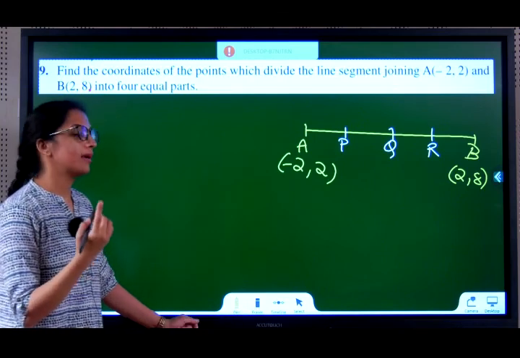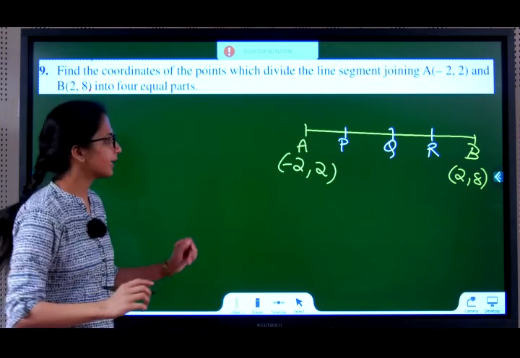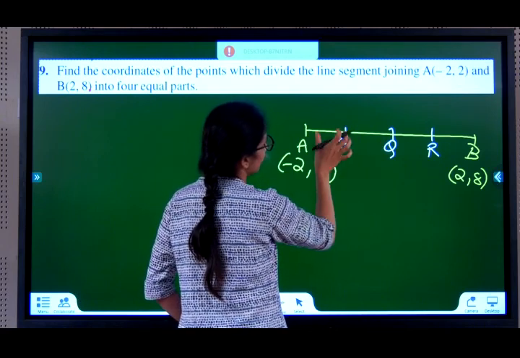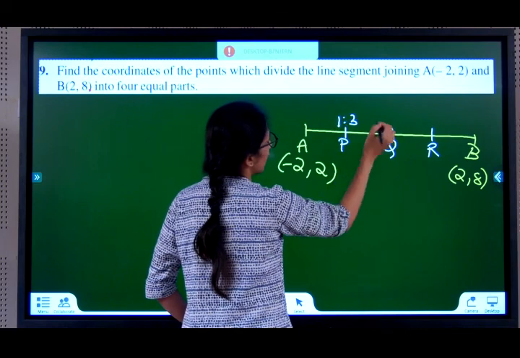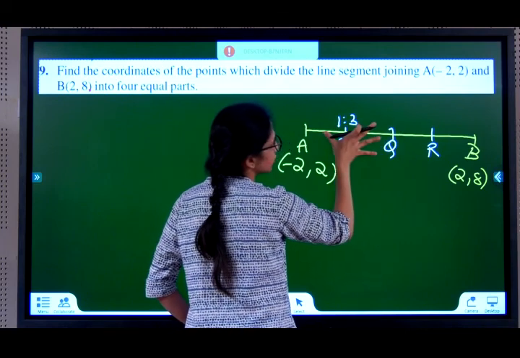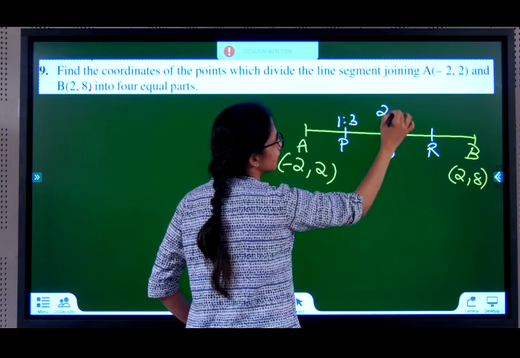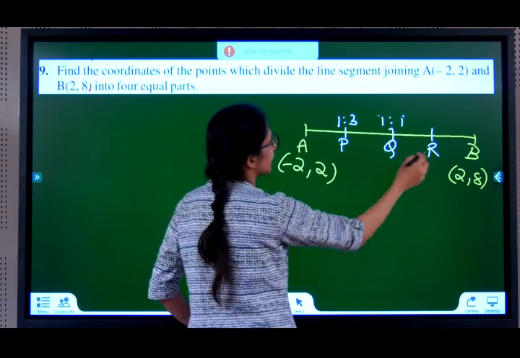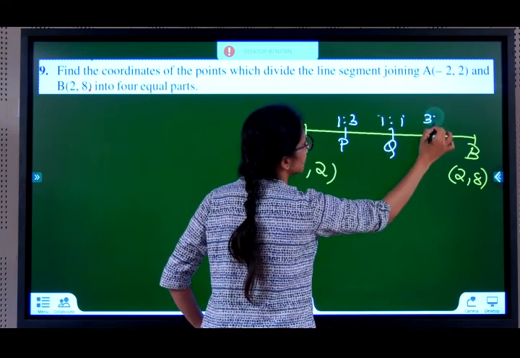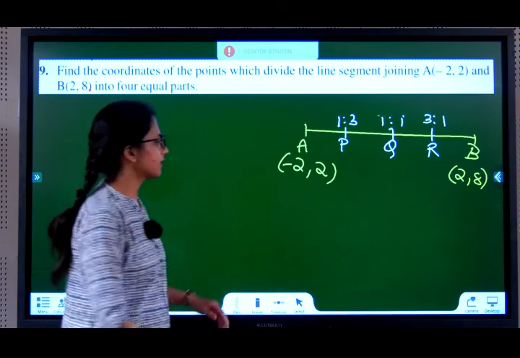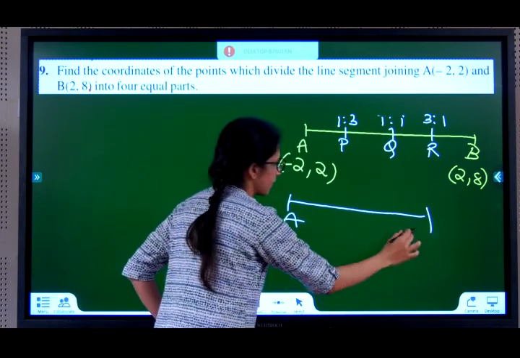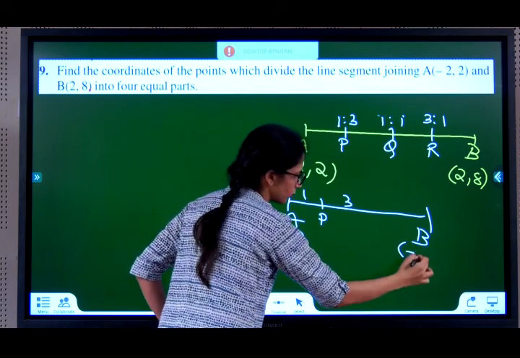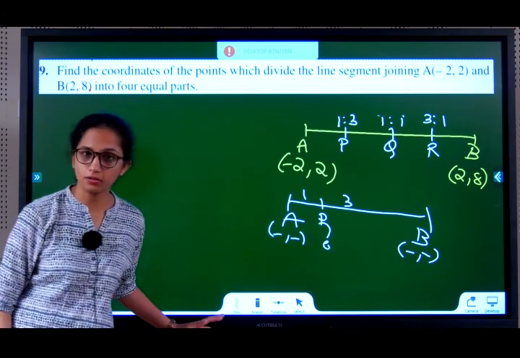Now, like how we did the trisection problem, you might think, okay, I can do the problem like this. I will take this as 1:3 ratio. This is 2, this is 2. 2:2 is nothing but 1:1 ratio. And here 1, 2, 3, so this will become 3:1 ratio. Agreed? So, how do we do this? You take A and B, along with that, just take P. Ratio is 1:3. You know these coordinates, you know these coordinates. Can you find P? Yes, you can.